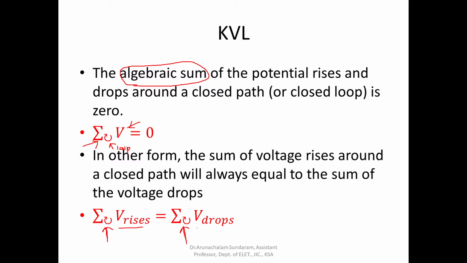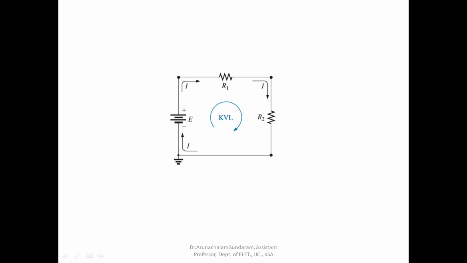Now in the next slide, I will explain what we mean by voltage rise and voltage drop. There are two ways of writing the KVL equation. This is one way and this is another way. I will explain both of them in the next slide. So you have to basically understand what we mean by the algebraic sum over a closed path. So we will explain. Now take this circuit.